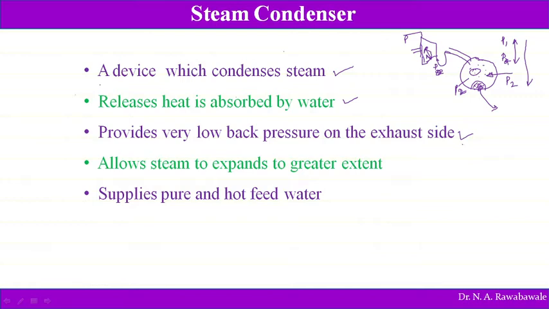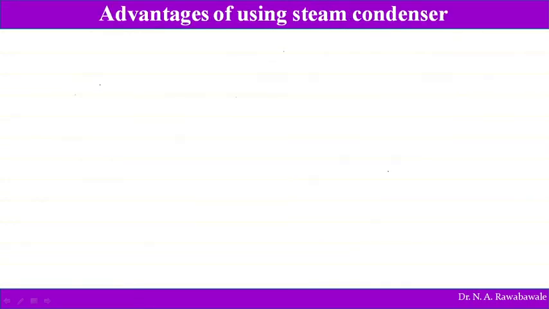Therefore, if we recirculate this pure water which is produced and collected in this condenser, it will be beneficial to us to use it as feed water. And another benefit of this condenser that we see is that the efficiency of the plant increases.